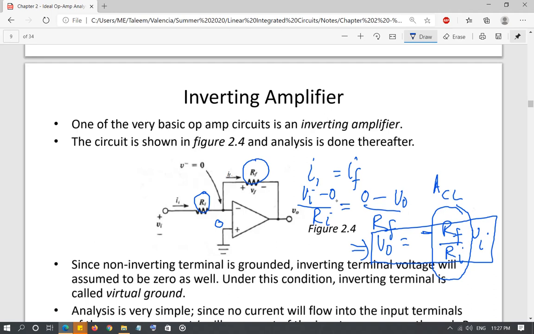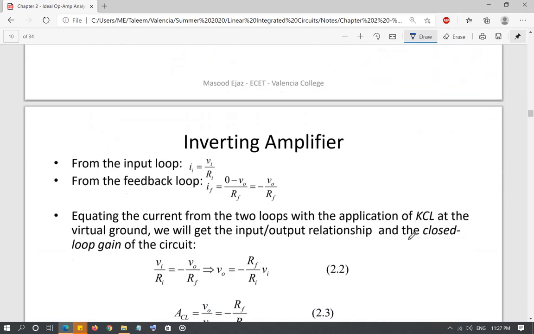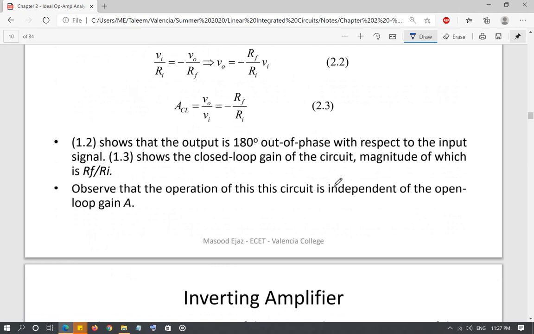Remember, open loop gain is still A, but we are not using A in the equation. Observe, there is no A here, right? So you can create whatever gain you want from the circuit based on the values of RF and R input. And it is a very commonly used amplifier again. This is the analysis that I showed you.